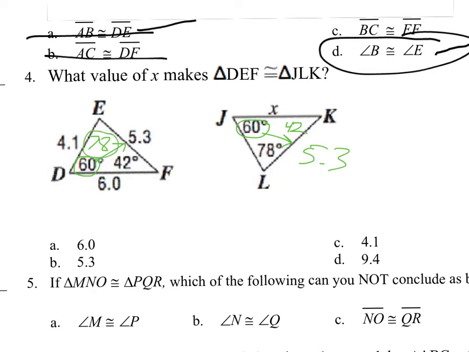Opposite 78 degrees is 6.0. Opposite 78 would be 6.0, which means that x would be 6.0.